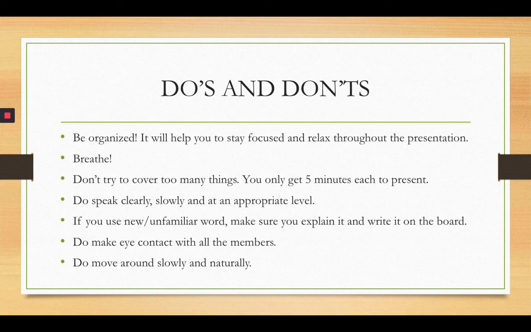Do speak clearly, slowly, and at an appropriate level. Okay, you want everyone to get what you are delivering. So you do not want to do it too fast, or you do not want to mumble. We are going to say, okay, no, that is mumbling. Okay, mumbling means you do not open your mouth. So open your mouth. A, E, O. Do that many times. Starting from now, so that you can speak clearly.